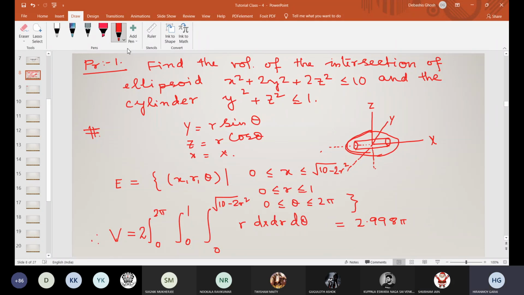We're taking this portion actually divided into equal parts. From 0 to this portion, it is symmetric about your yz plane.